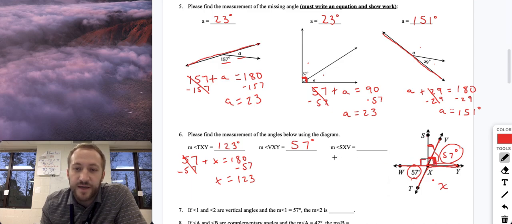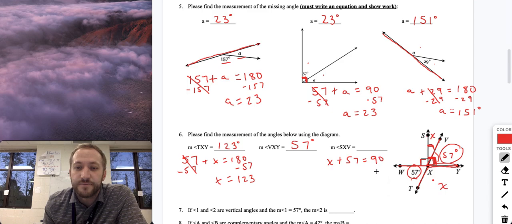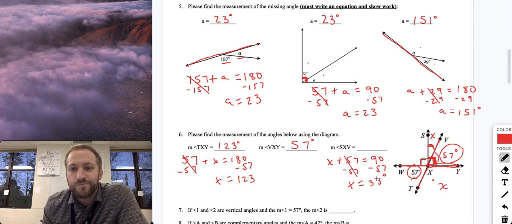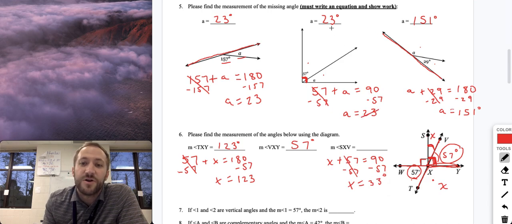Let's write an equation. We'll call this one also X. That's just the easy variable that a lot of us use. So we'll say X plus 57 is equal to 90 degrees. We'll subtract 57 on both sides, minus 57. And X is equal to 90 minus 57. That's 33 degrees. There we go. 33. Oh my gosh, that's 33 degrees.